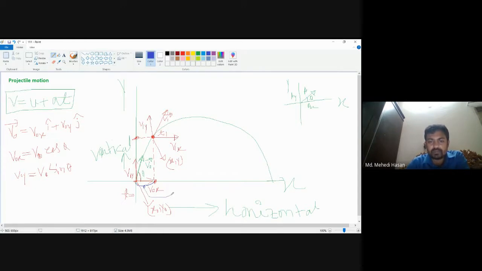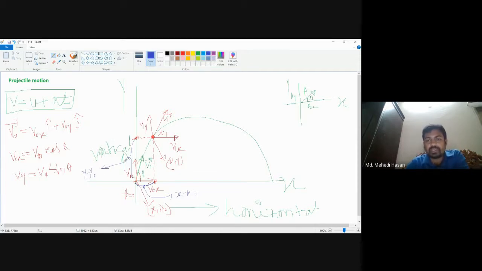So this distance will be x minus x naught, the horizontal distance, and similarly vertically the height will be y minus y naught. So you can write this as h, and you can also write y minus y naught.